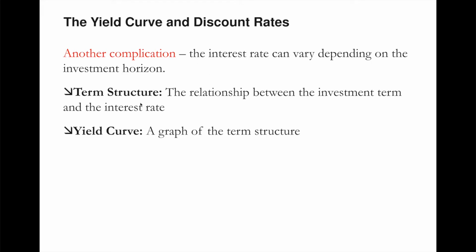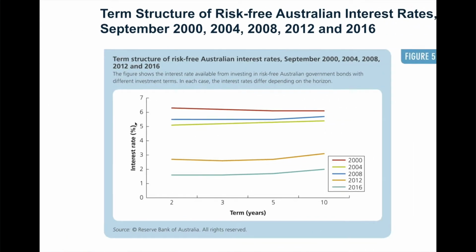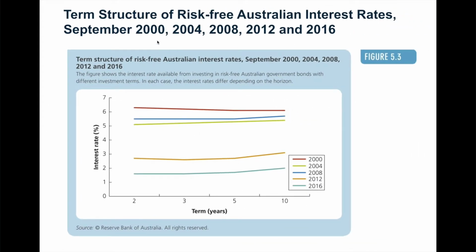So here we have two new terminologies. The first one is term structure, which is the relationship between the investment term and the interest rate. And the yield curve is a graph of the term structure. So here is an example of the term structure of risk-free Australian interest rates in September 2000, 2004, 2008, 2012, and 2016. Here we have 5 different colors, and that illustrates 5 different years.